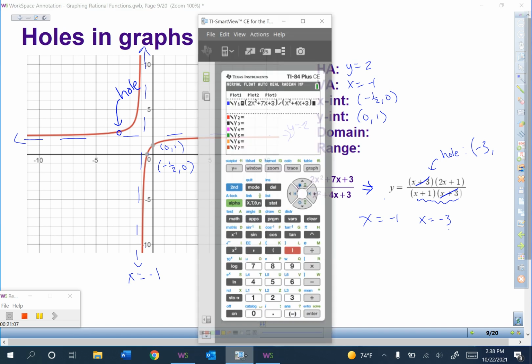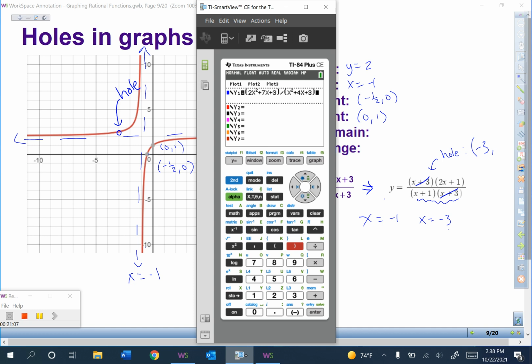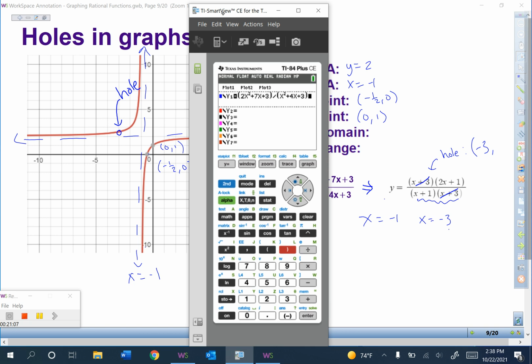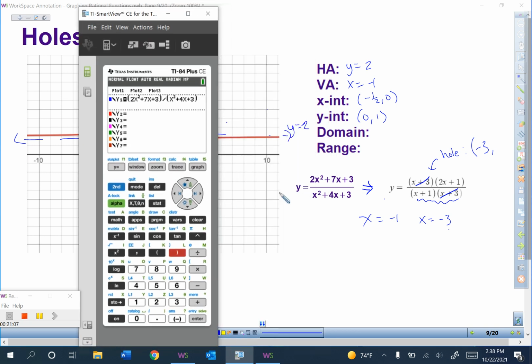Grab your calculator for me. You can pause the video if you need to grab it out. But then type in the original equation in your y equals for me. We've got a quadratic on the top and a quadratic on the bottom from the original equation, not the factored one. And you want to put parentheses to say, do the whole numerator group together and the whole denominator group together. That's true for all rational functions if you're graphing them. And then hit zoom 6.